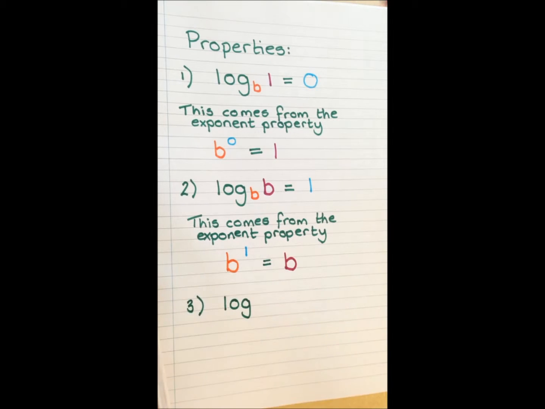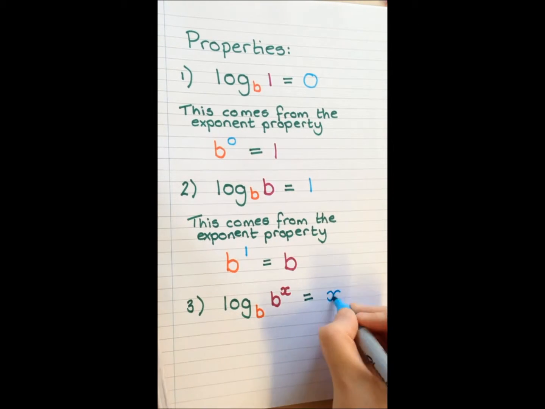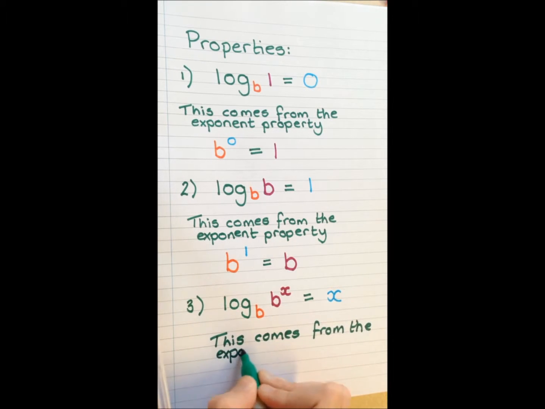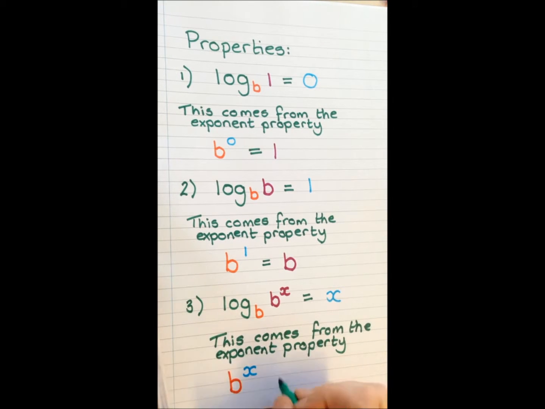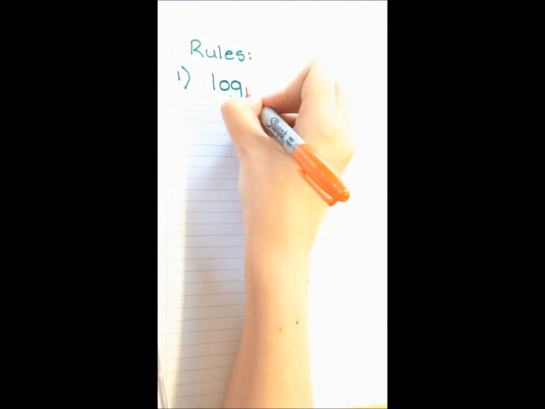The third rule is that log of a number b to the x to the base b is equal to x. This is simply because b to the x equals b to the x. The rules of logarithms are more complex than the properties, but follow from the rules of exponents.